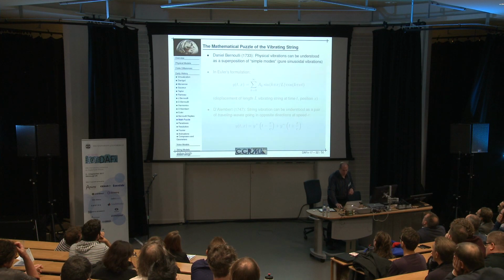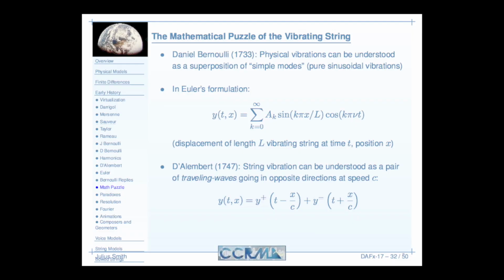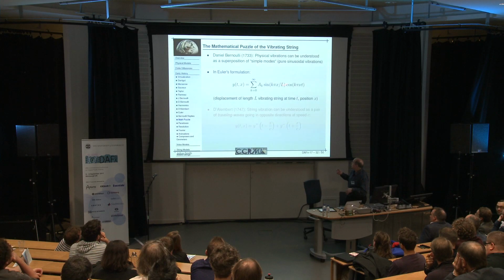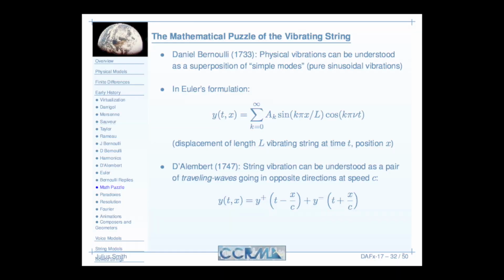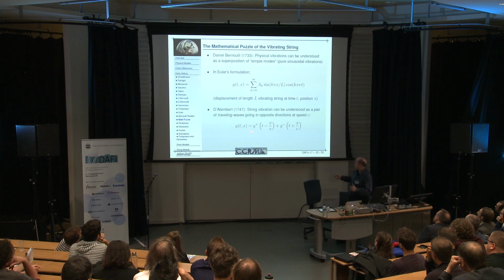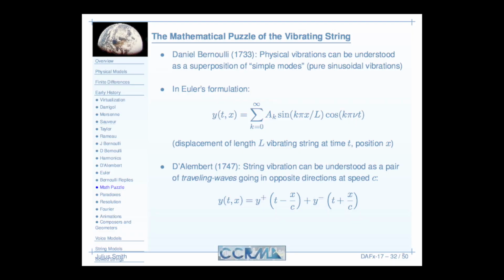Okay, so to wrap up the vibrating string puzzle, Bernoulli thought that vibration should be understood as simple modes. The string is just oscillating in a pure sinusoidal way at multiple frequencies, and these superpose. And then Euler comes up with this very general formula. This is really good. This can take you a long way. And then D'Alembert, in solving the PDE, came up with the traveling wave solution. But nobody thought that they were the same thing.